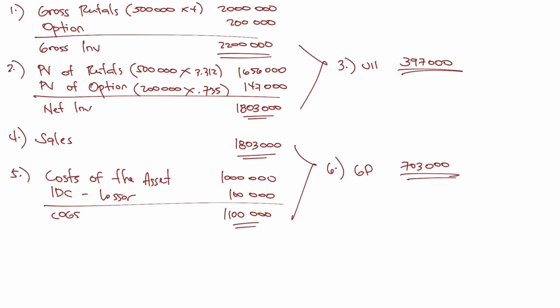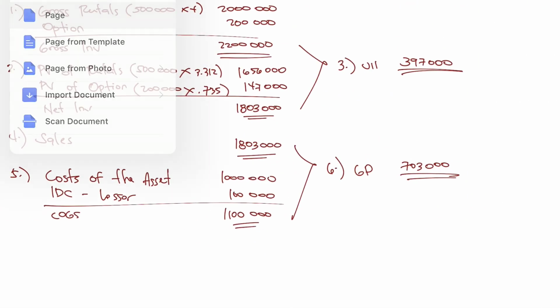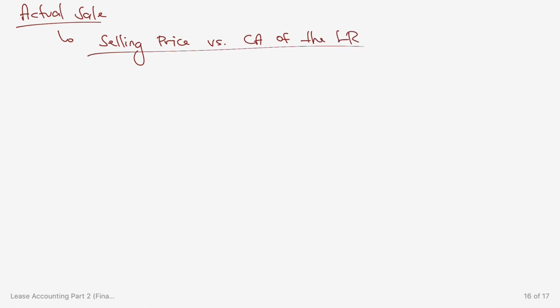Now, I will just add one page. One last concept before we end this video. What if there was an actual sale of the asset? Once again, the lease term was not completed, and the lessee bought the asset. If that's the case, we compare two things: the selling price and the carrying amount of the lease receivable.